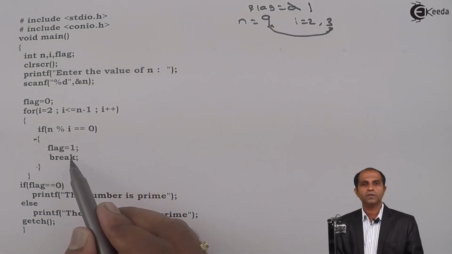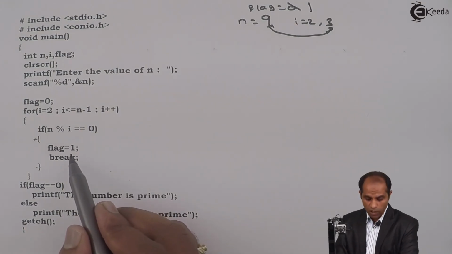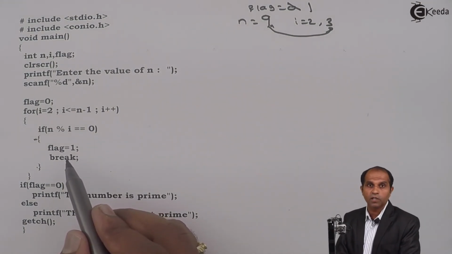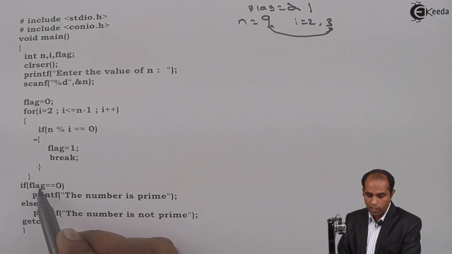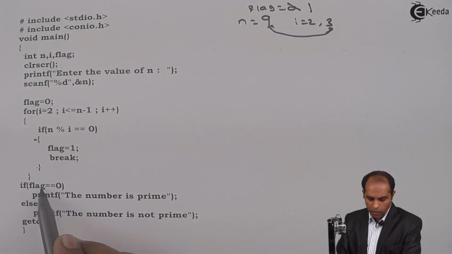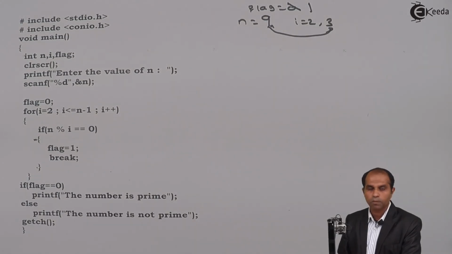What does a break instruction do? Break, as discussed earlier, will terminate the loop. Hence the loop in this case is the for loop. So break will transfer the control outside and flag is tested. Is flag equal to 0? 1 equal to 0, false. False, since the number is not prime.